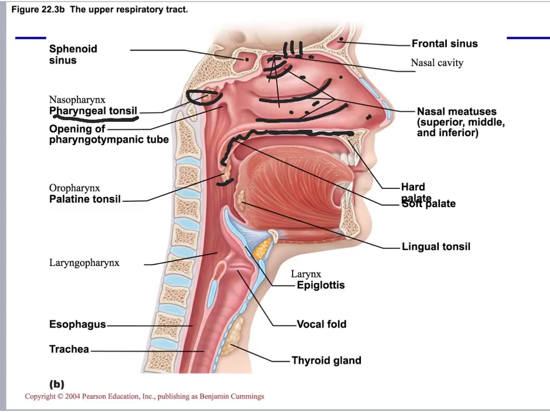One of the other structures that we can identify towards the posterior end of our nasal cavity, within the nasopharynx, is this one opening over here, which is the opening of the pharyngotympanic tube, also known as our eustachian tube. This is the one that usually drains the air from the middle ear into the pharynx, and alleviates the pressure, and then allows for the balance of the air pressure inside of our middle ear.